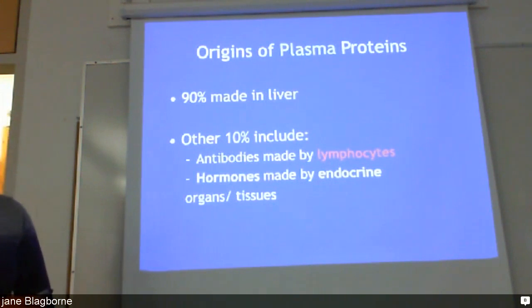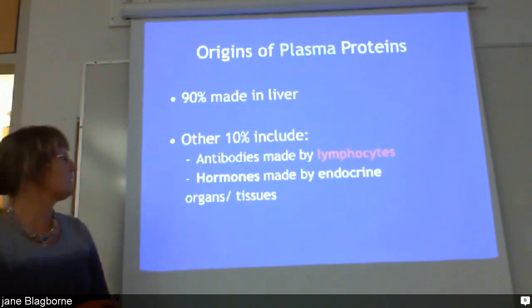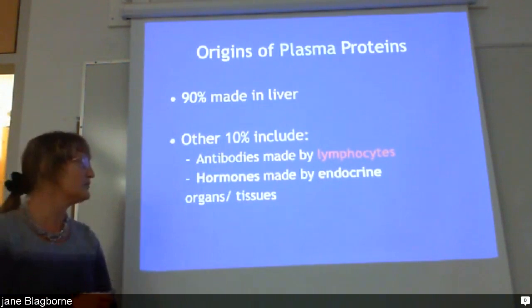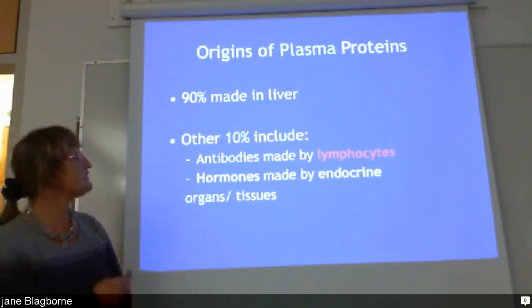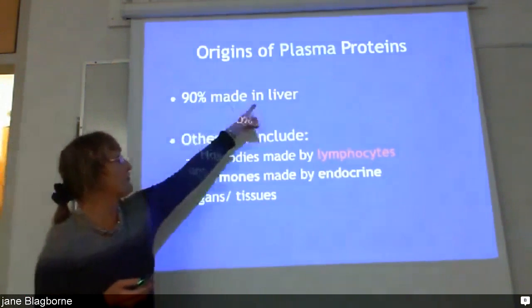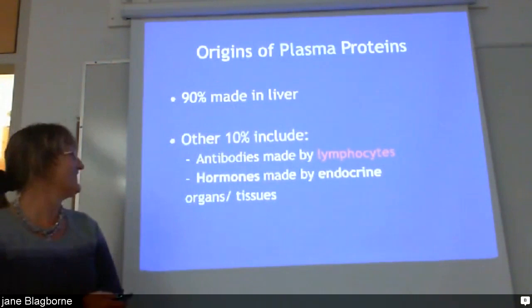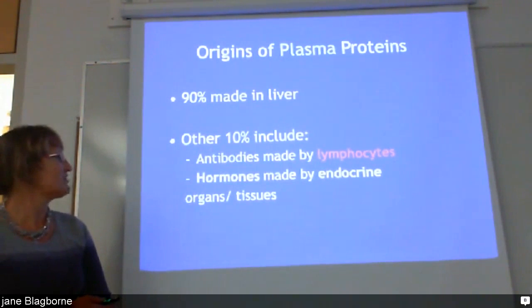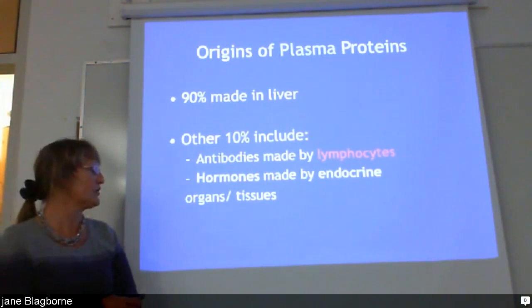The origins of plasma proteins: 90% are made in the liver. And again, as a reminder, you don't have to know these percentages, but they just give you an idea of who's doing all the work. The other 10% are antibodies made by the lymphocytes and hormones made by the endocrine organs.